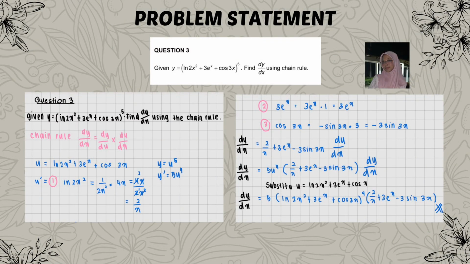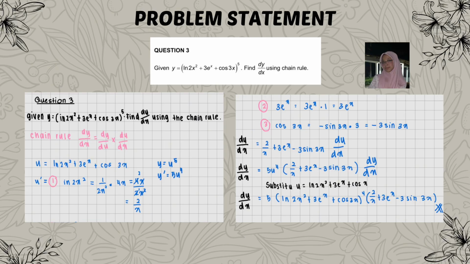Okay, for question 3, we need to find the derivative for this function using the chain rule. First, we need to recall the chain rule. It is dy/dx equal to dy/du multiplied by du/dx. Second, you need to set ln 2x power of 2 plus 3e power of x plus cos 3x as u, so that our original function becomes y equal to u power of 5. Since y is equal to u power of 5, the derivative is dy/du equal to 5u power of 4.